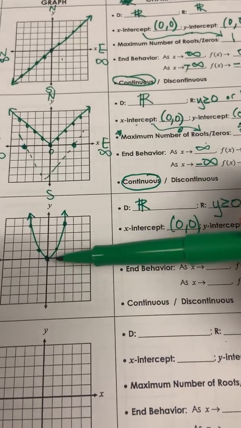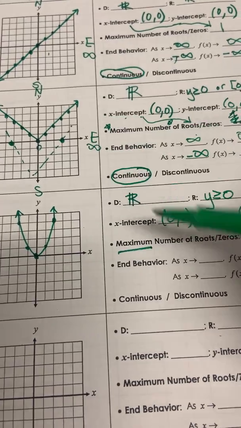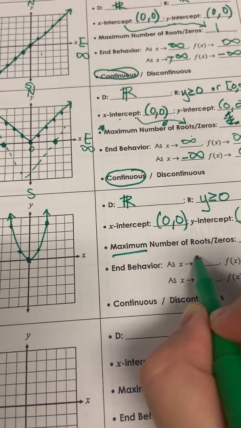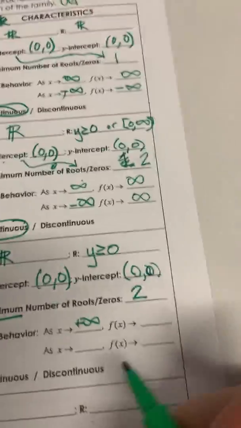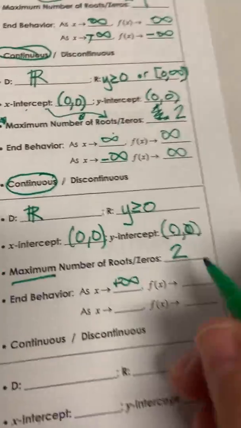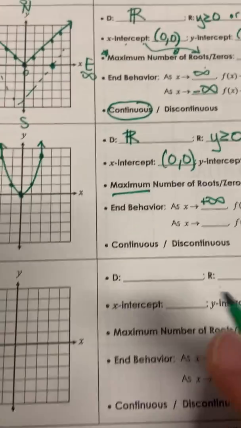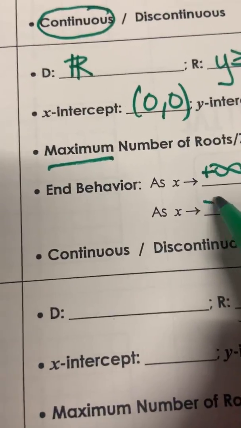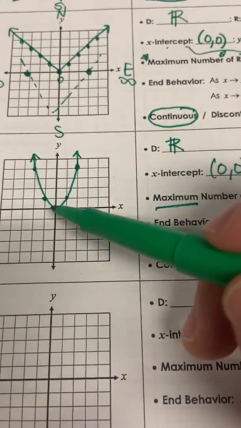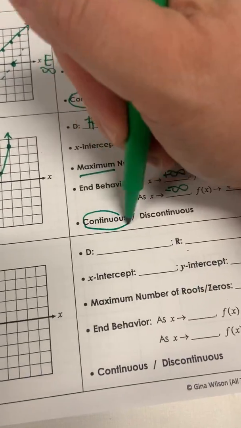Okay, so as x goes to positive infinity, my green line is going up, up, up. Positive infinity. My green line is going up. As x goes to negative infinity, my green line is also going up. And this is a continuous function.